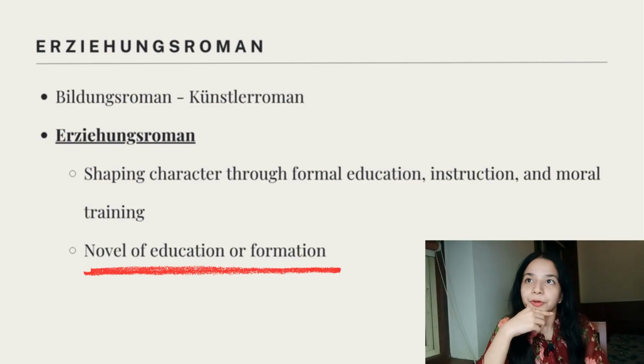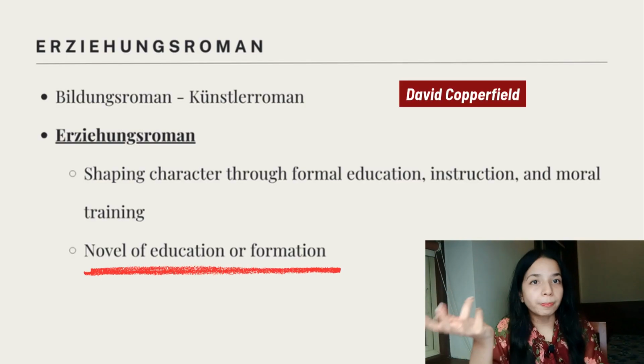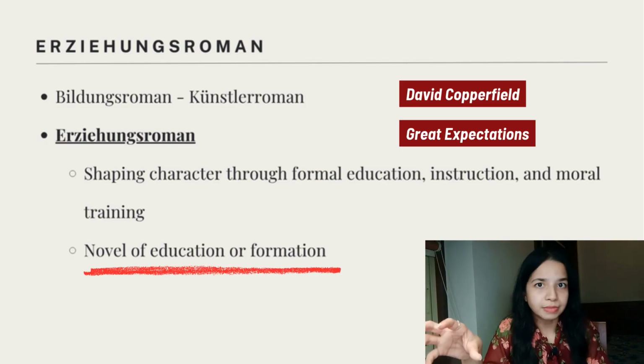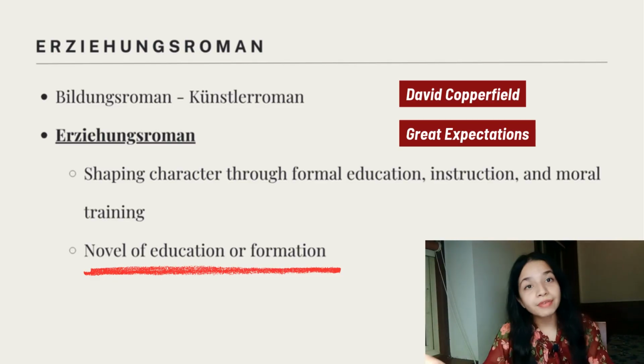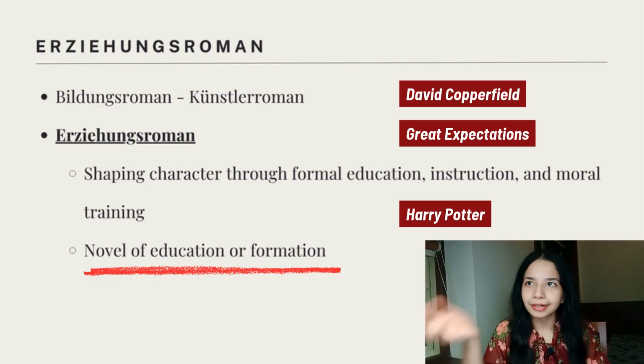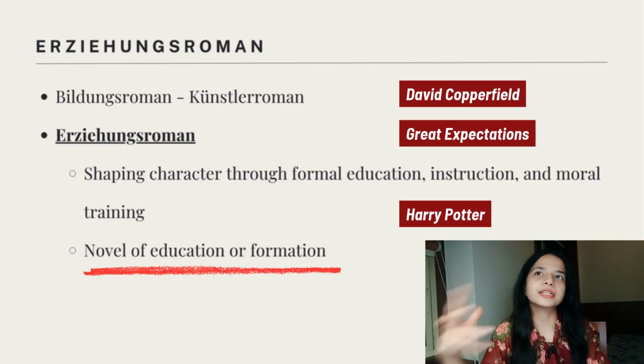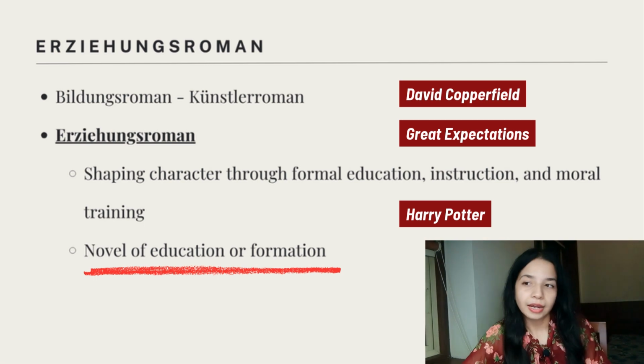So for example, you have Charles Dickens's David Copperfield and Great Expectations, which have strong Erziehungsroman elements in them. You also have Harry Potter. If you think about it, it fits the model at some point, right? Because Hogwarts doesn't just become a setting. It becomes a moral training ground for Harry.